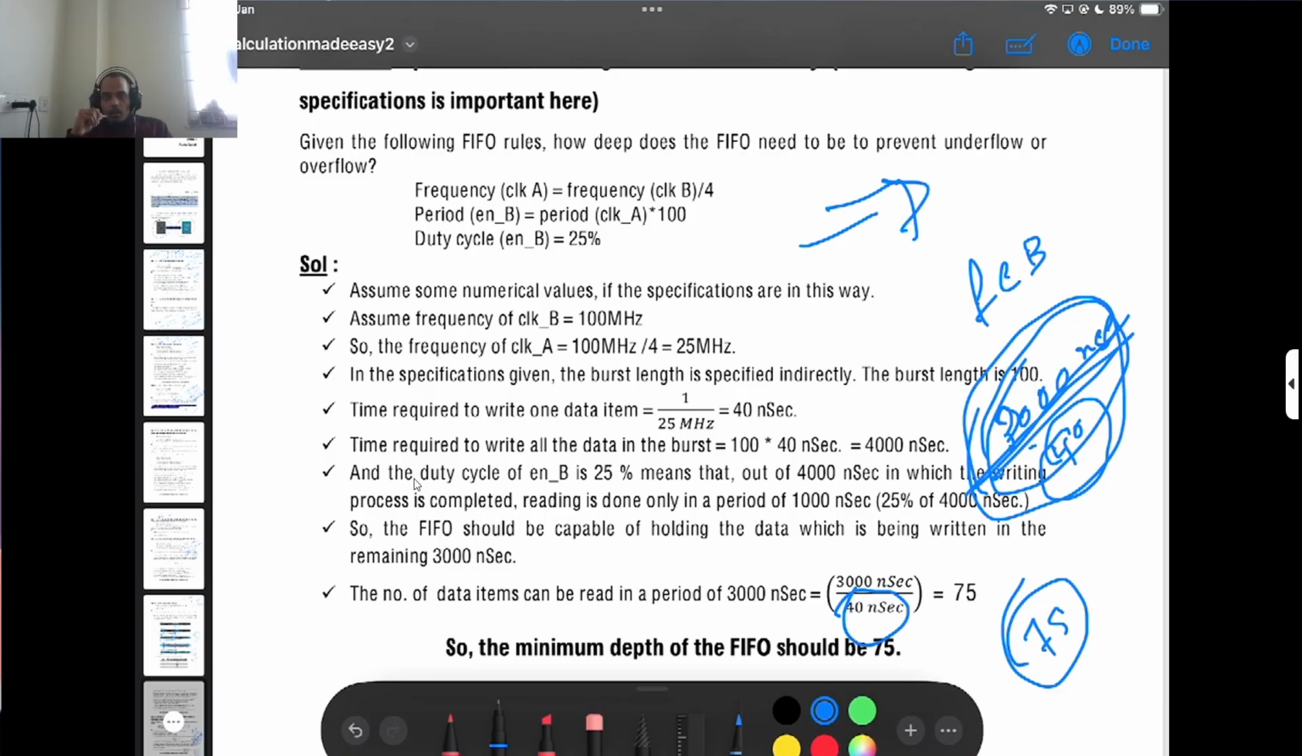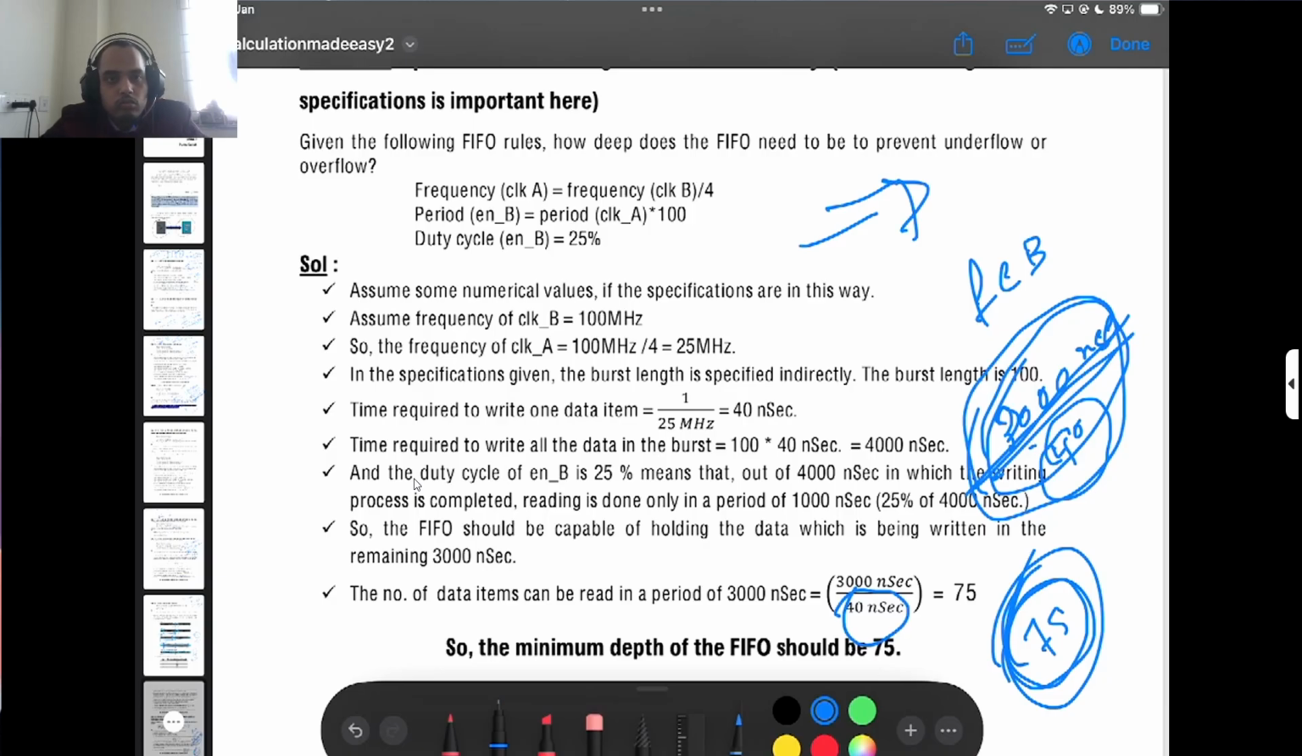And the enable is 25%, a 25% duty cycle. So out of 4,000, it will receive only for 1,000 nanosecond. For 1,000 nanosecond it will be on, so that is how much data will be received. And for the rest of the 3,000 nanosecond, it will be held, which needs the FIFO depth. Got it.